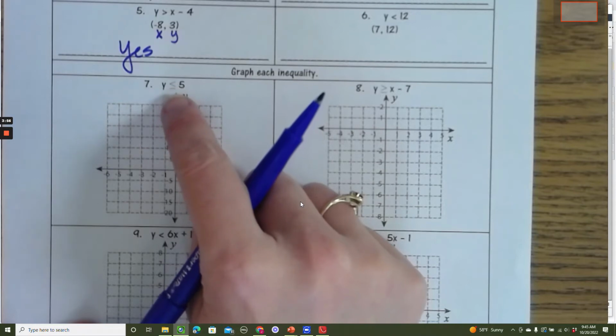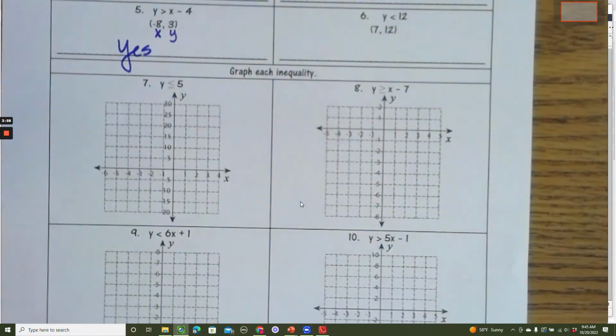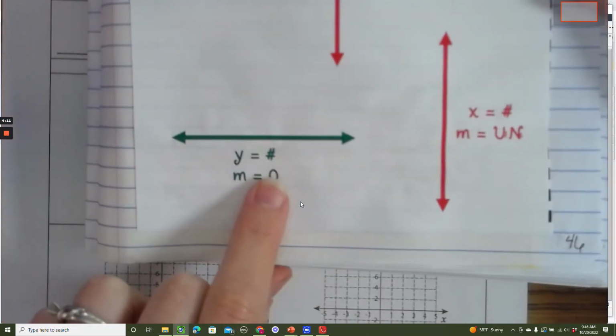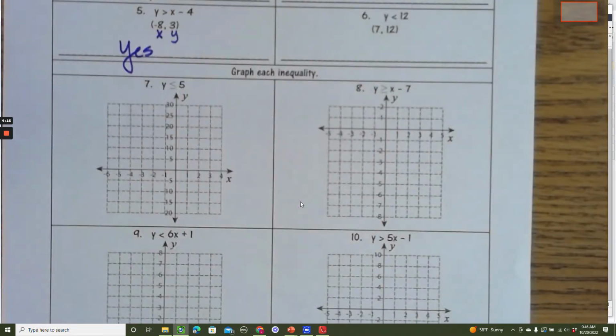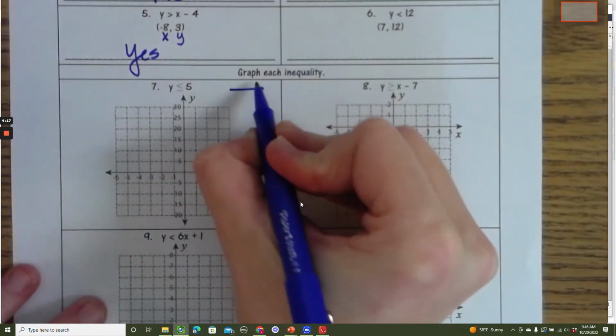Y is less than or equal to 5. This is a special case. That colored page in your journal, told you we're going to be using that page a lot. If it starts with a Y, it's going to go left to right. So we know the line is going to go this way.